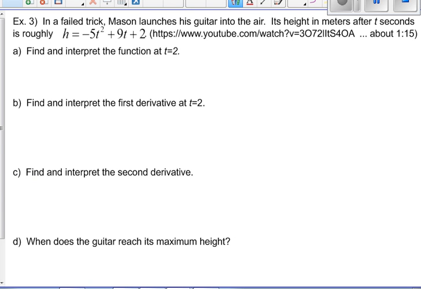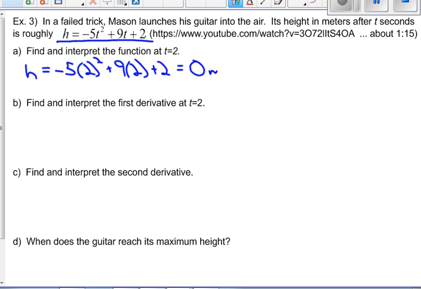There are other applications in kinematics that involve up-down motion. I wish I could play this video here, but you can look at the link and check it out. It's a great video with Mason launching his guitar into the air. Its height in meters is roughly modeled by this function. So if I put in 2, I'm going to have negative 5 times 2 squared plus 9 times 2 plus 2. That'll give me 0, and it's measured in meters.